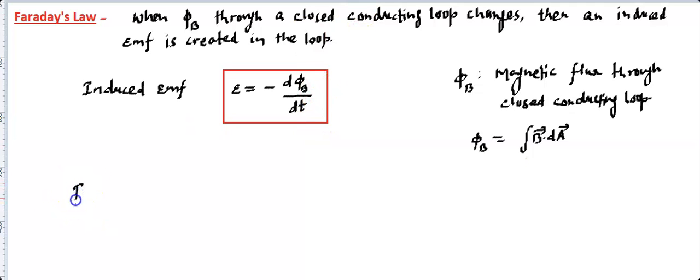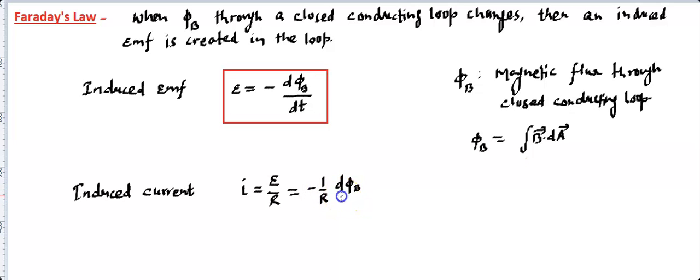So induced current through the coil or loop is going to be I is equal to EMF upon R, where R is the resistance of that loop. And we can place the value of E, which is -1 upon R, and d phi B upon dt. This B is simply a subscript that indicates we are talking about the magnetic nature of flux.